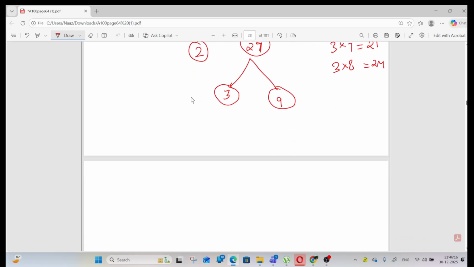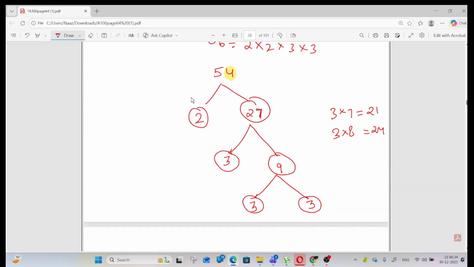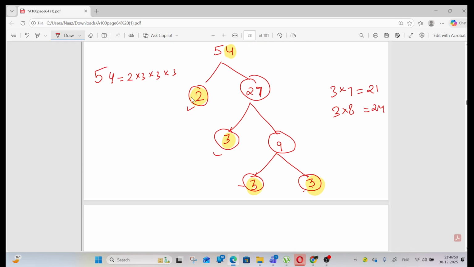Now, what should I divide 9 with? What should I write here? 3. And here? 3, right? Because 9 divided by 3 is 3. Okay, so if you see the end products, 2, 3, 3, 3, this is what we got, right? So we can write 54 as 2 times 3 times 3 times 3, right? We have 1 two, and 3 times we have 3, right? Clear?